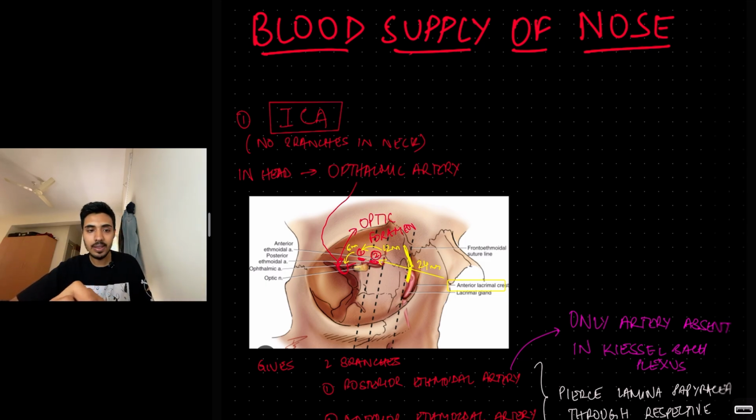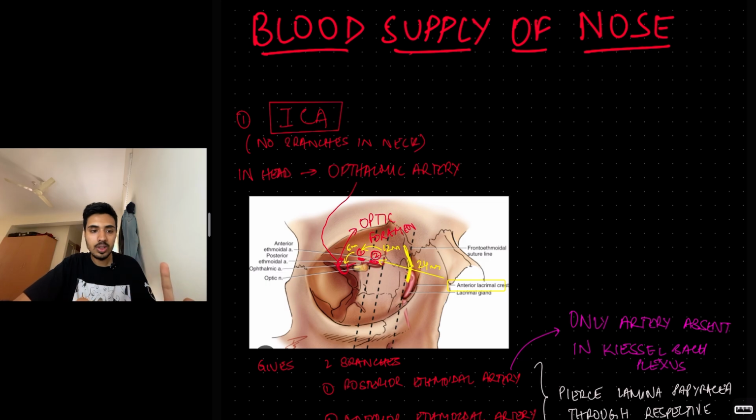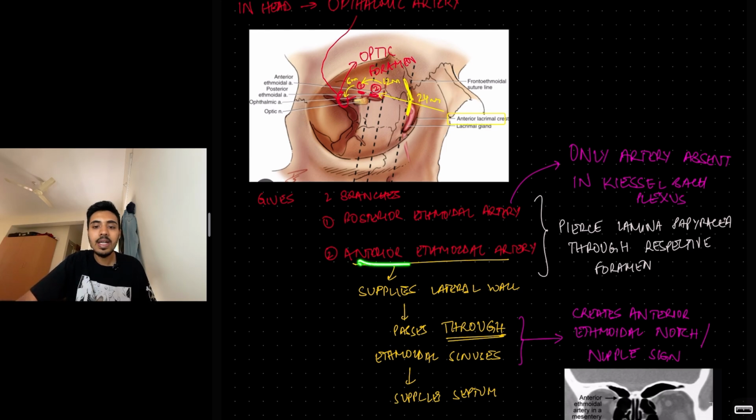First, let's look at the internal carotid artery. Now as we know, the internal carotid artery has no branches in the neck. The first branch once it enters the head is the ophthalmic artery, and the ophthalmic artery along with the optic nerve enters the orbit through the optic foramen. Once it enters the orbit, it gives two branches which supply the nose, that is the anterior ethmoidal artery and the posterior ethmoidal artery.